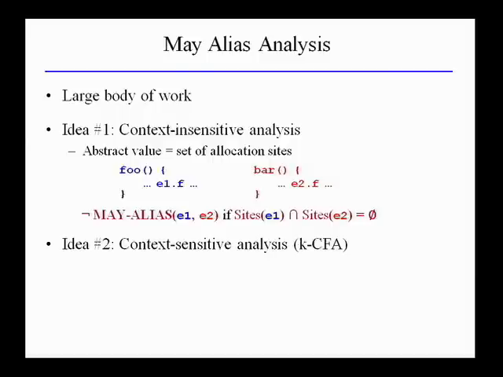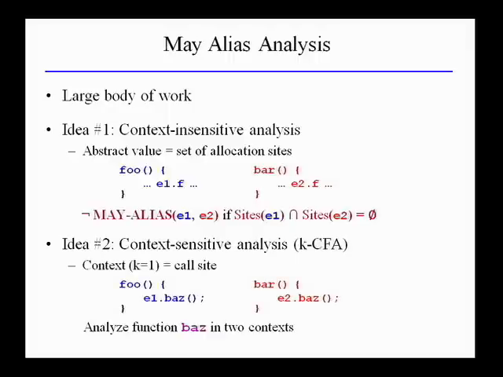So big idea number two: if it's not going to be context insensitive, it must be context sensitive, whatever that is. The standard technical term here is k-CFA, for various levels of k. And the battery in this thing must be going. And so what we're going to say here now is that for context k equals 1, we're going to distinguish values based on the call site. We'll distinguish values based on where functions are called from.